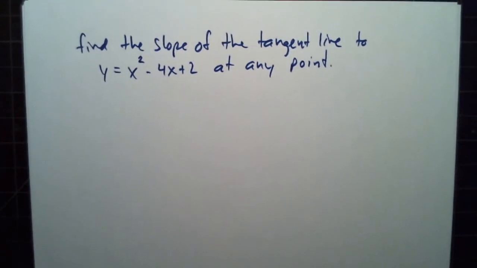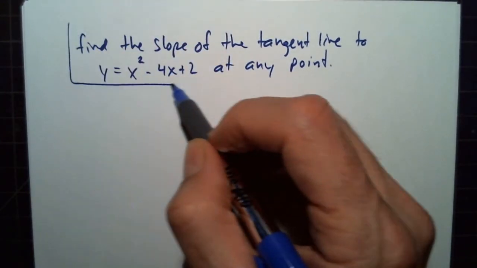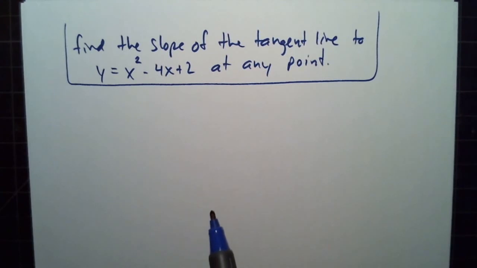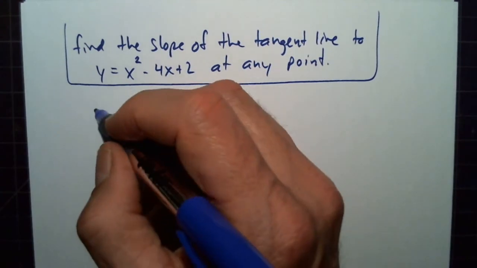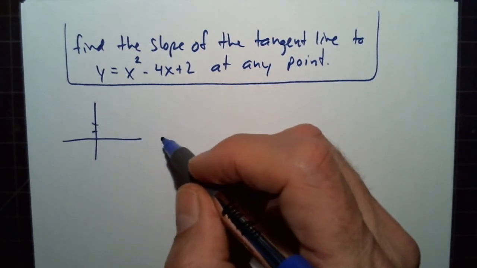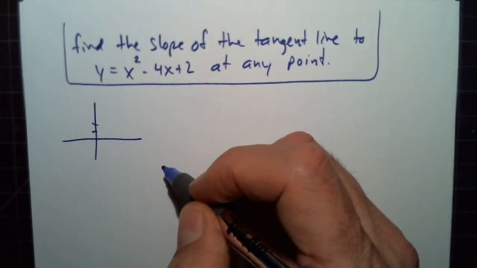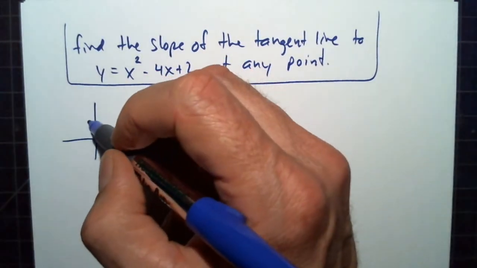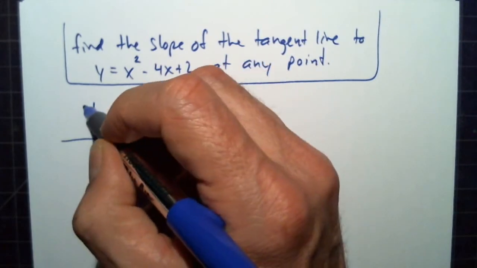Alright, just a little change here, and that is we're not going to specify where to find the slope. We want to find the slope at any point. And we could get a quick sketch. We know the y-intercept is 2, and if we can't factor, but it's going to go like this.